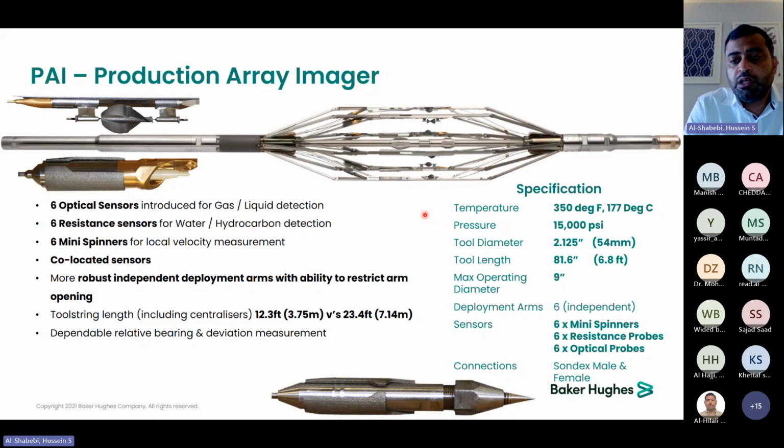The operation limitation for this tool is that it can go up to 350 degrees Fahrenheit and 15,000 psi pressure. The tool OD is a little bit bigger compared to MAPS. It is 2.125 inches, and this is to accommodate all the sensors in one place. And also the maximum operating diameter is 9-inch compared to 7-inch in MAPS. Each sensor as well has its own deviation sensor and relative bearing.